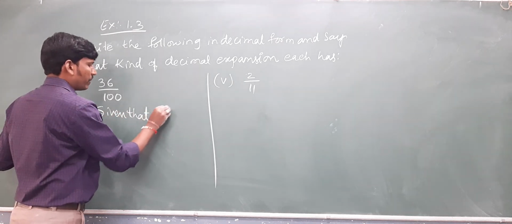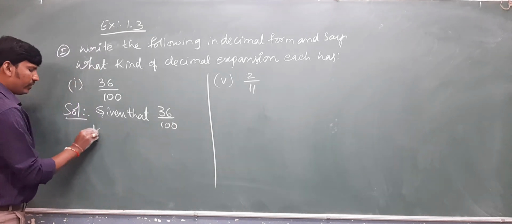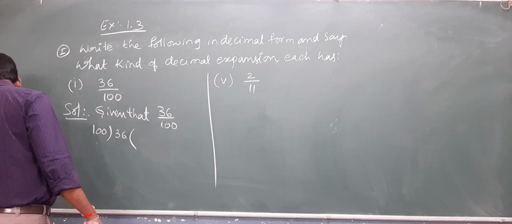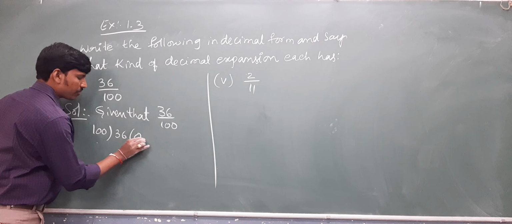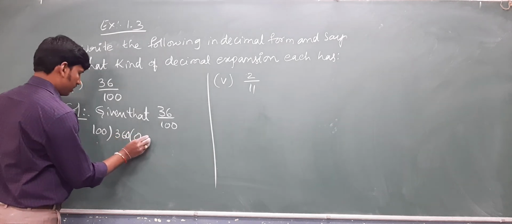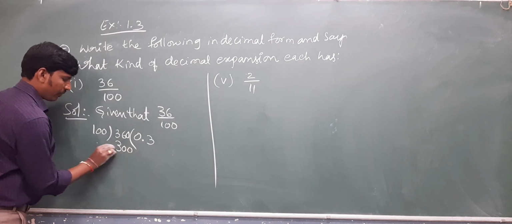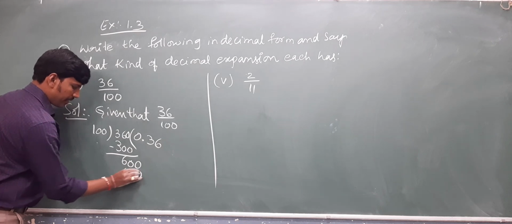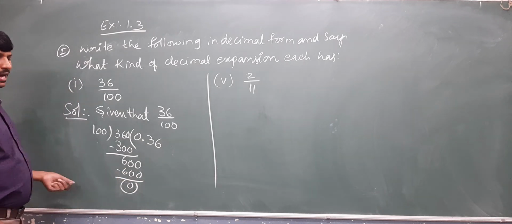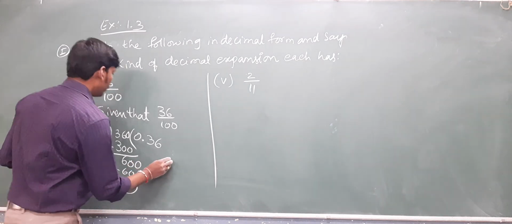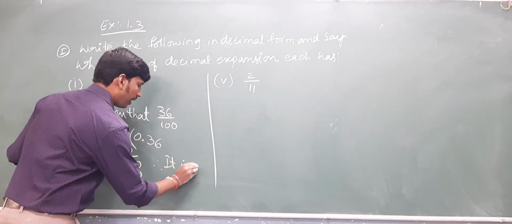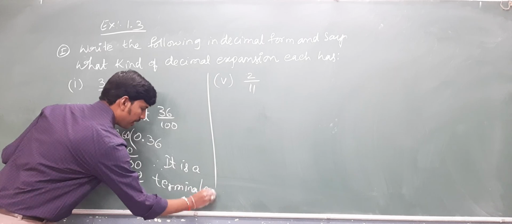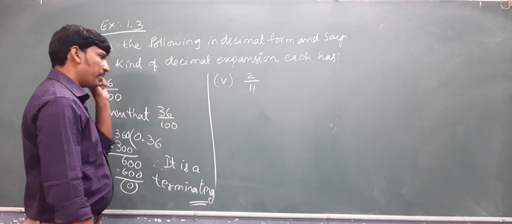Given 36 by 100. Now when you divide 36 with 100, 36 is not possible. So therefore, if 36 is not possible, take a decimal point, 0 here, 100 3s are 300. Now when you subtract, 60 will become, decimal is there, 0, 600. 100 6s are 600. Here we got remainder 0. So therefore, it is a terminating decimal. Now coming to the next one.